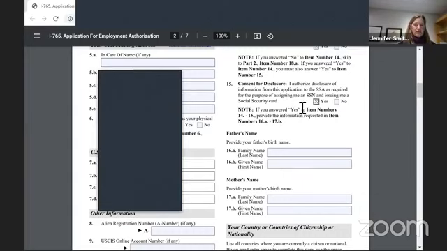If you consent for Social Security to get that information, you do have to fill in your father's birth name and your mother's birth name. So that's your mother's maiden name before she got married.